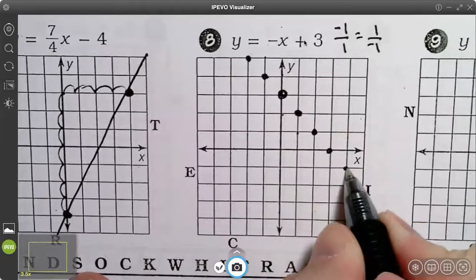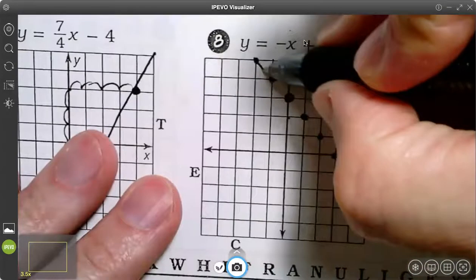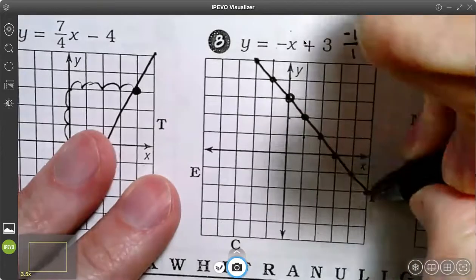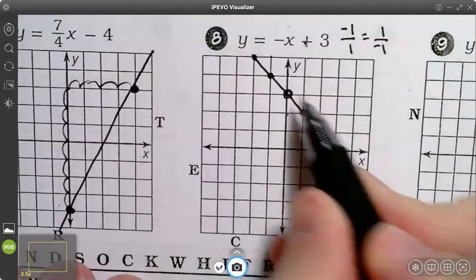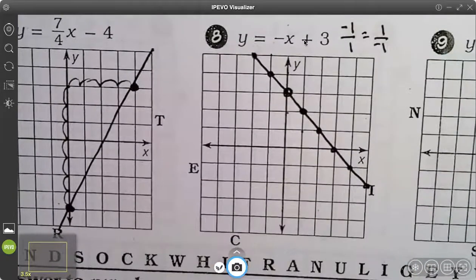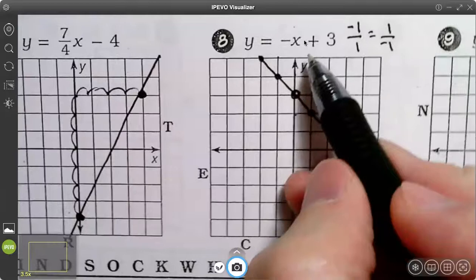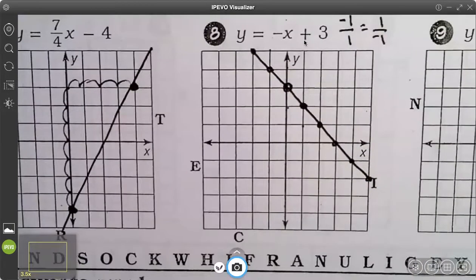I know that every one of these places where it goes right through the grid is where my line is going to go. When you have a slope of 1 or negative 1, it's going to go through every single grid without skipping one like other lines do. I instantly knew that my line was going to go down as soon as I saw that negative sign.